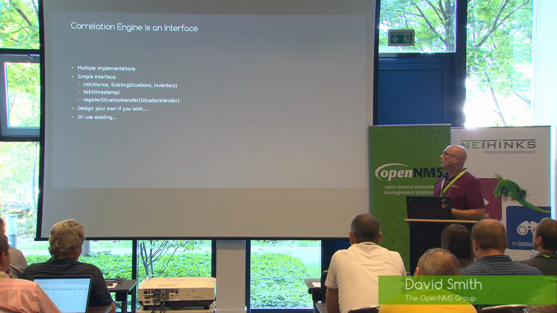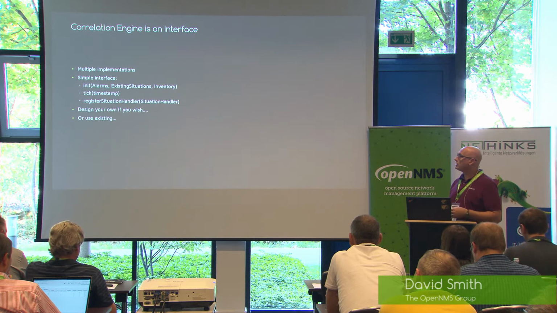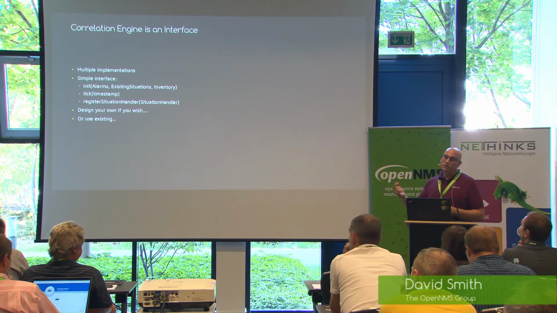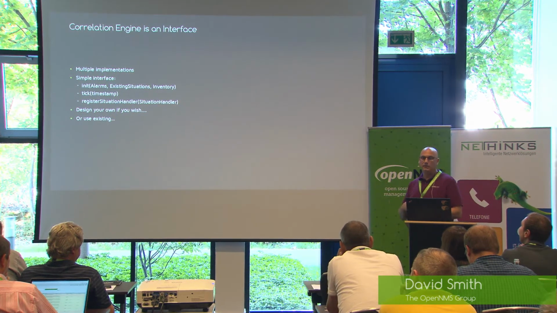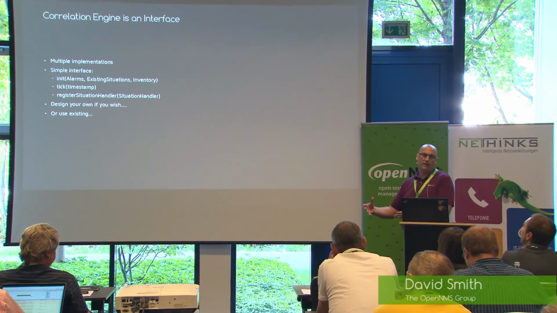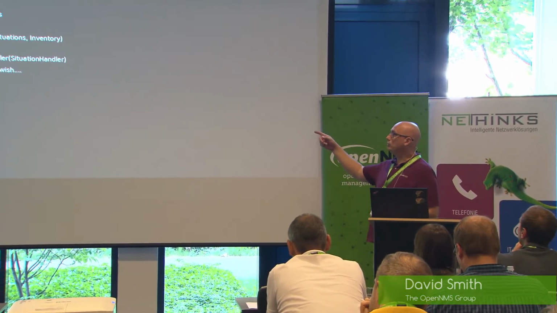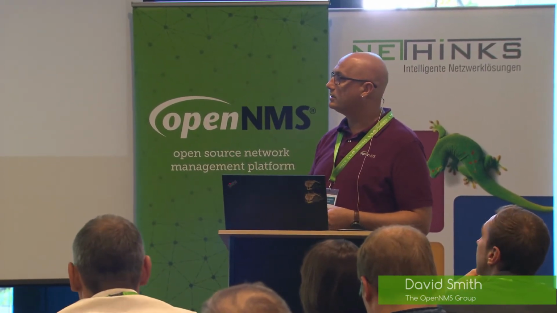One of the things that the correlation engine must do as well is register a situation handler, or allow for the registration of a situation handler. So that's its way of sending the situations back. Once it decides that the first 4 alarms are in fact a situation and should be bucketed together, it will use whatever's been registered as the situation handler in order to deliver that back. So with those 3 simple methods of the API, you can basically design your own if you wish.